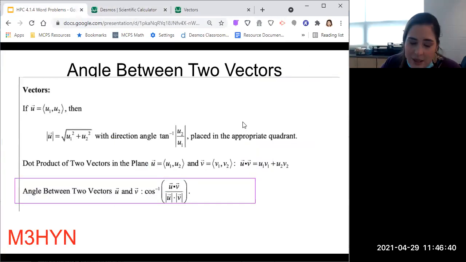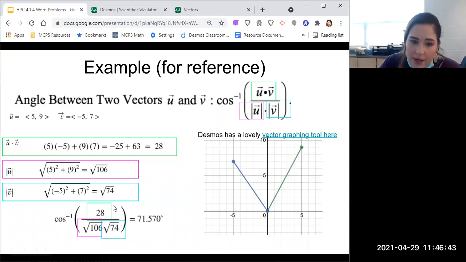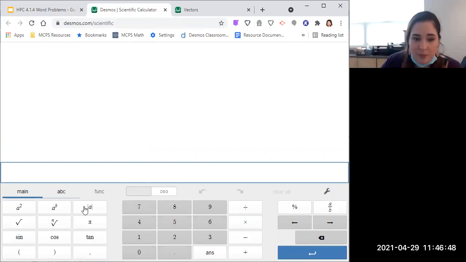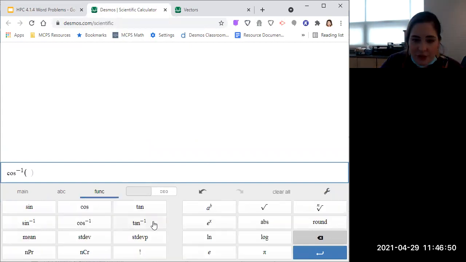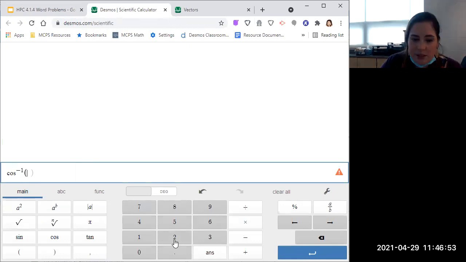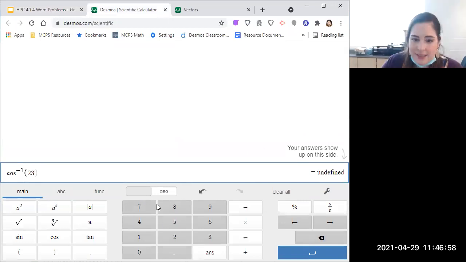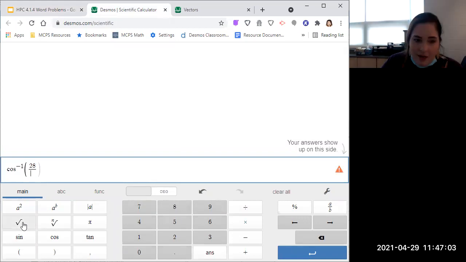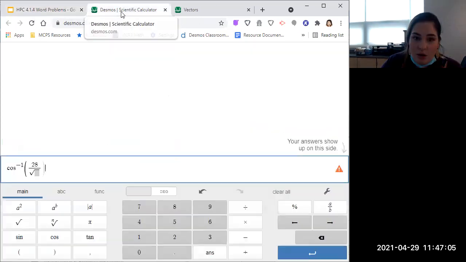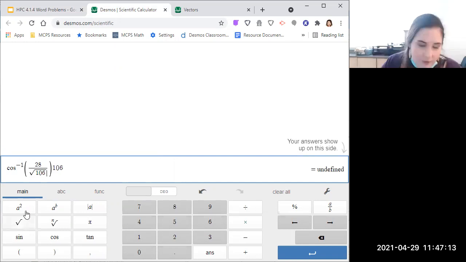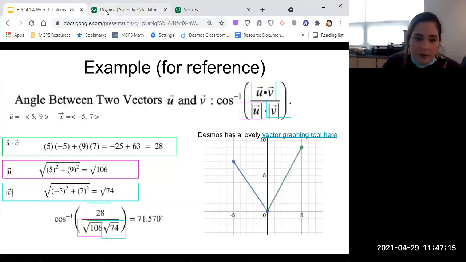So if I'm putting these numbers into the scientific calculator, you want to make sure, double check that you're in degree mode. So function inverse cosine, and then that dot product was 23, I believe. No, it was 28. 28. The struggle. Okay, 28. And then divided by square root of 106. Oops. See, you can see me mess up in the calculator. I'll fix it later. Square root of 74.